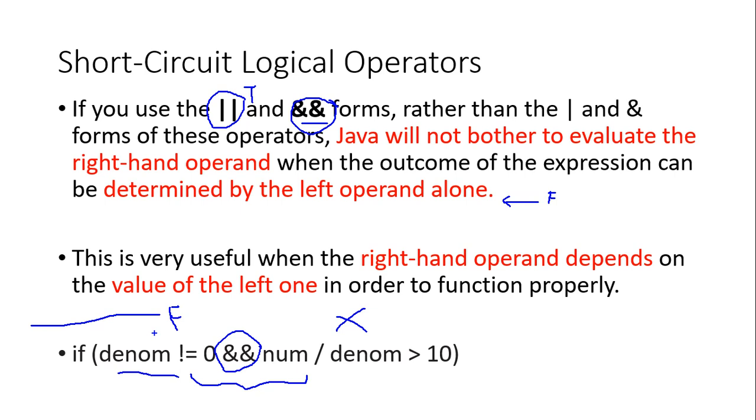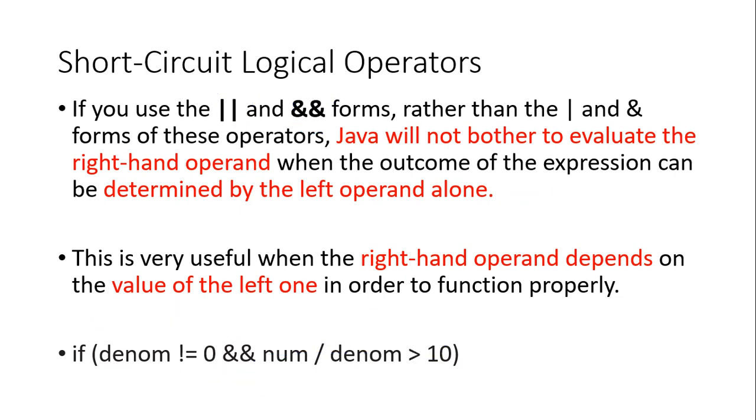If this is false, it knows very well that there is no need to evaluate the second one because the answer is already got. The answer of this full expression is already decided. So it will not evaluate the second expression. What's the advantage? The advantage is you will save some CPU cycles, because in order to evaluate this one, some CPU time has to be spent. That processing can be reduced. So this is why it is called short circuit.